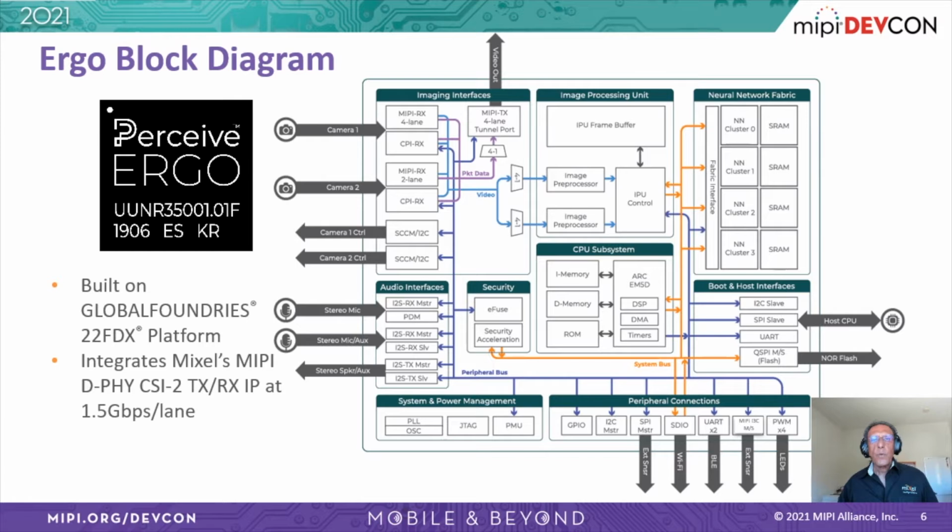Let us now go over the Ergo block diagram. On the top left-hand corner, you see Ergo's built-in imaging interface section. This includes 2 MIPI and 2 CPI inputs and 1 MIPI output. It can support 2 simultaneous image processing pipelines, one high-performance 4K using 2 instances of the MIPI 4-lane D-PHY, and one standard high-definition using 1 instance.